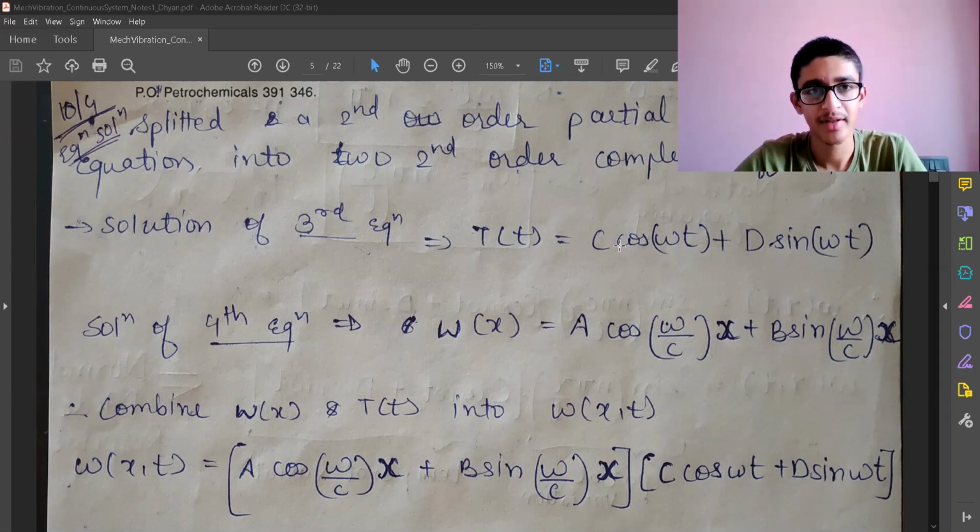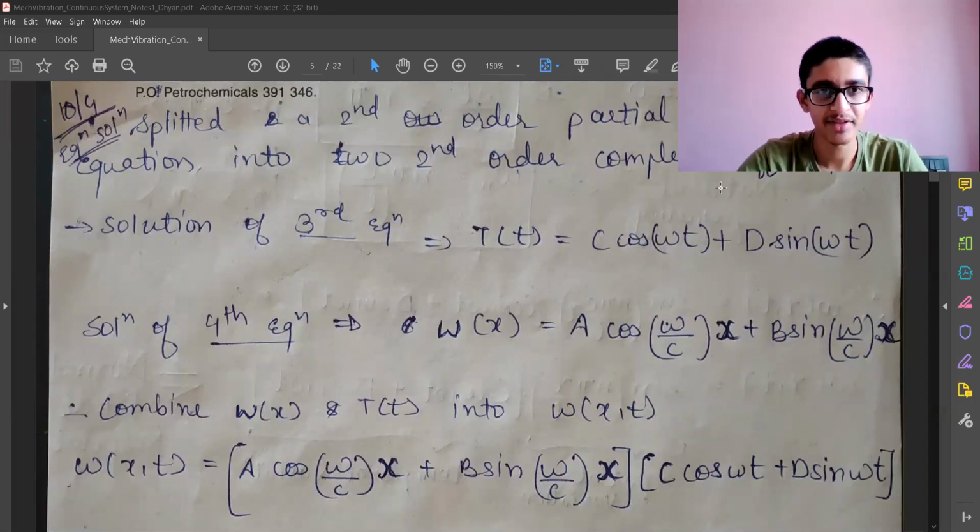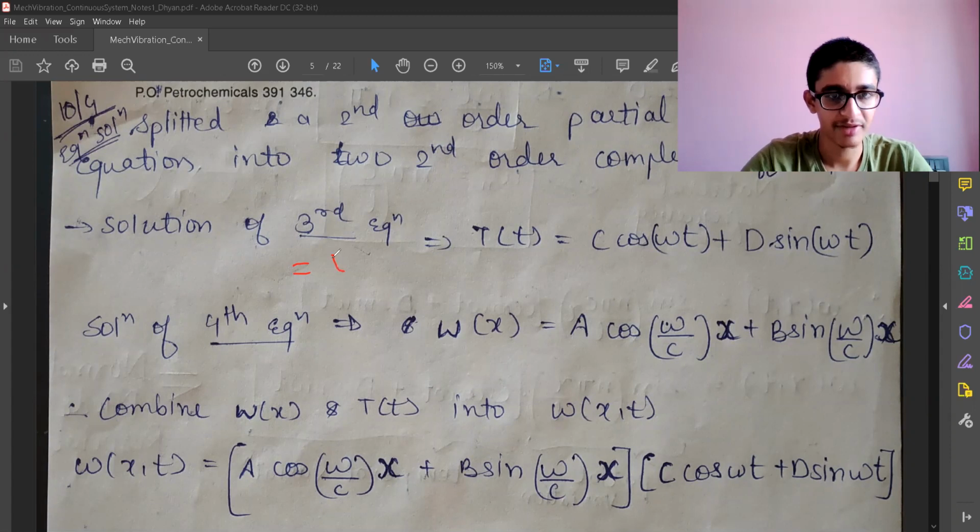Now we can assume a solution which has separated variables, or we are using the concept of separating the variables. So we can assume a solution which is something like this: w of x into T of t. Let this be the solution, w of x comma t, of the partial differential equation which we had earlier.